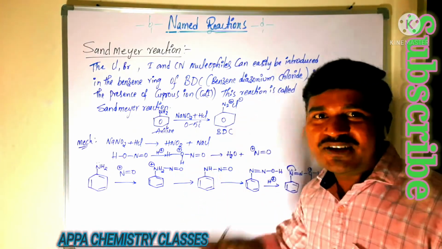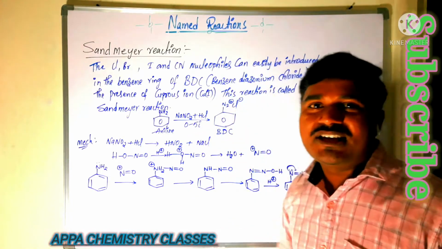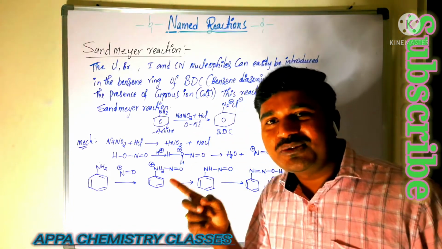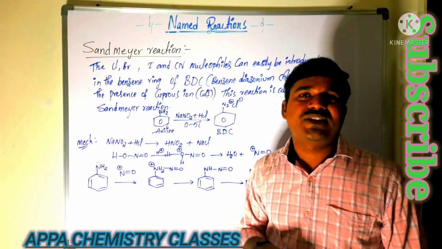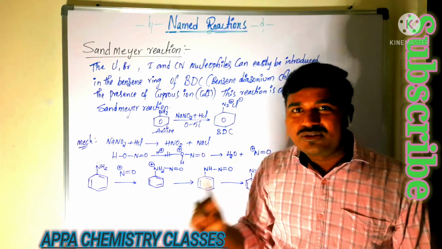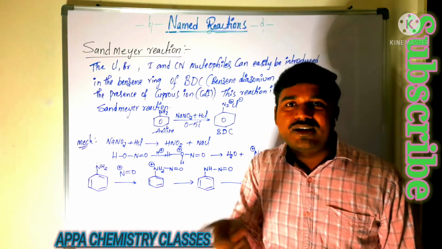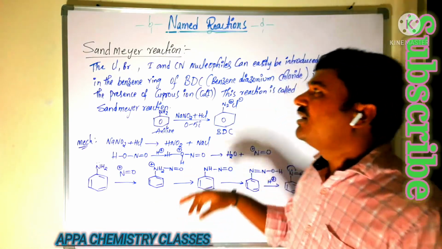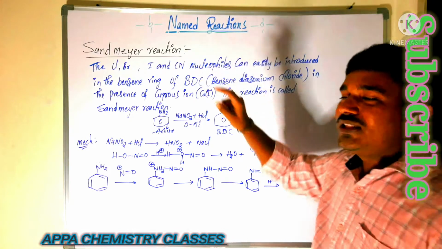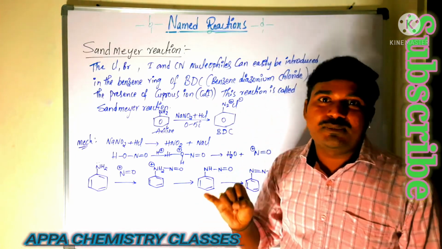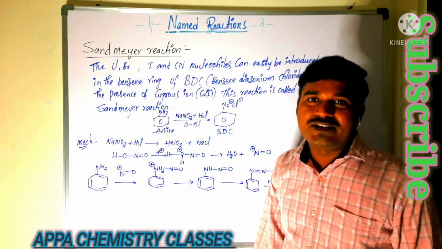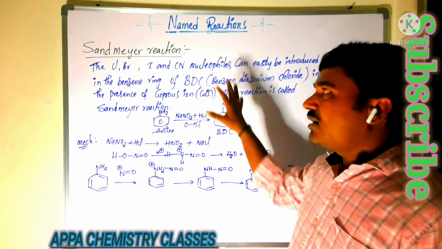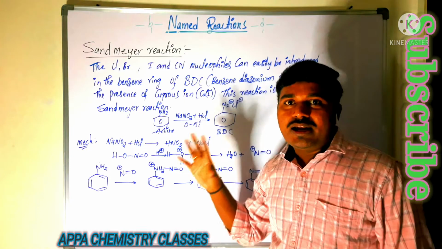Our today's named reaction is the Sandmeyer reaction. In the last video, we discussed the Finkelstein reaction and Swarts reaction, which are halogen exchange reactions. If you want those videos, you can find them in the i card as well as at the end of the screen. Today we are going to see the Sandmeyer reaction, Gattermann reaction, and Balz-Schiemann reaction for the preparation of fluorobenzene. These are aromatic halides.